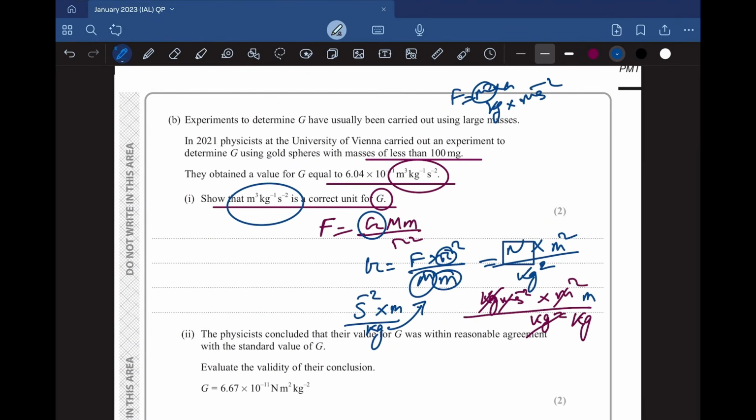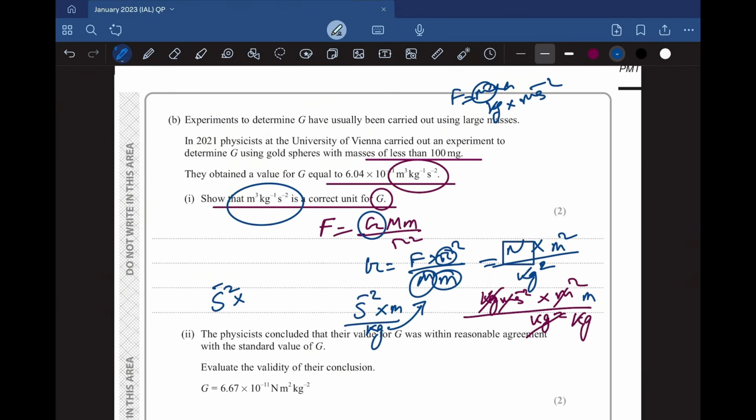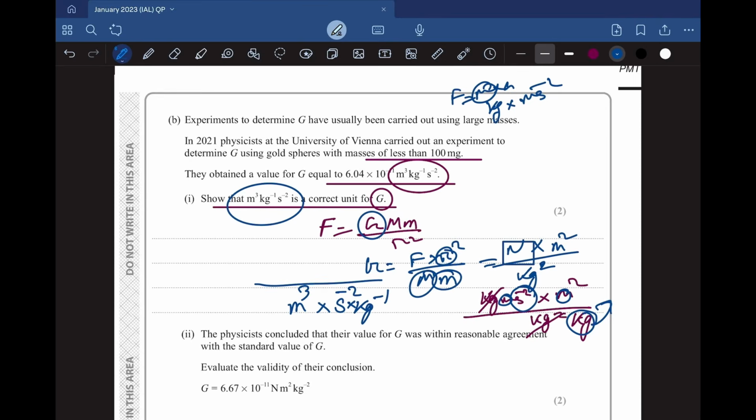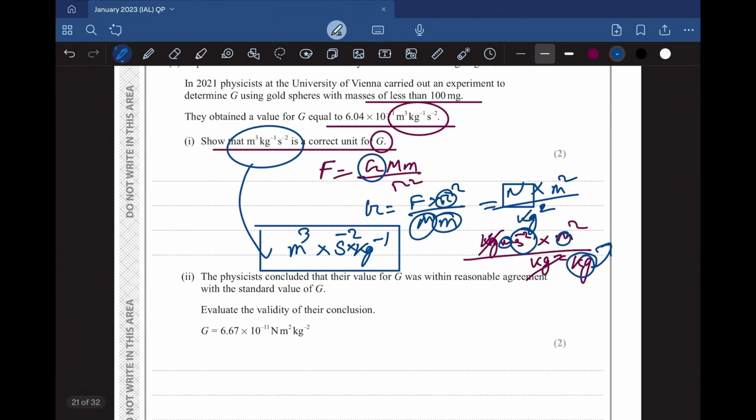If we bring all of them upward, it will become s minus 2 into, sorry, my bad, there was a mistake. Sorry for that mistake. Basically, as both of these are in the numerator, they will be multiplied, so it will become meter cube into s minus 2, and when this kilogram goes up, it will become kilogram minus 1. So that's how it is. Hopefully you guys have understood this one. This was an AS physics question, nothing else. So we have shown that it is exactly the same as this one.